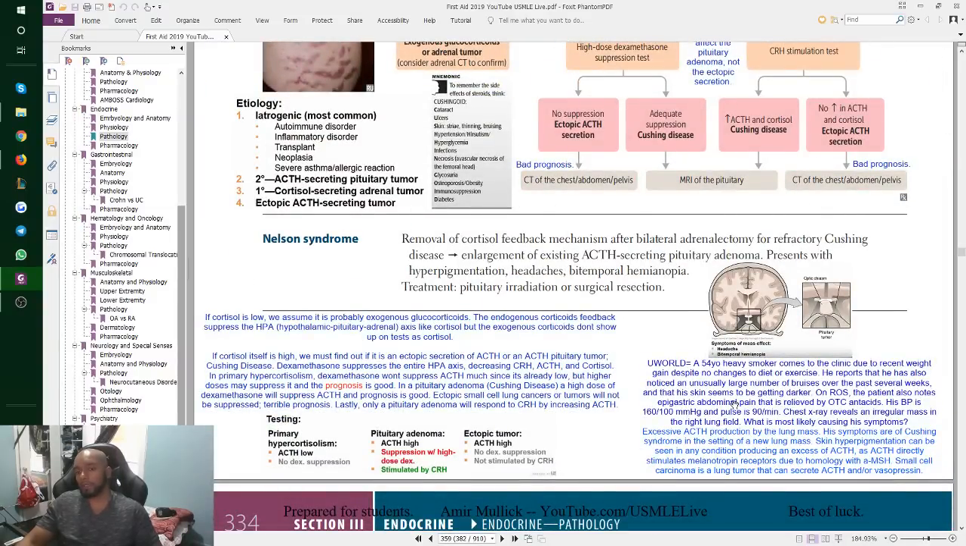He also has epigastric abdominal pain, which is relieved by over-the-counter antacids, and we're going to see that. So skin hyperpigmentation can be seen in any condition where you make excess ACTH, as ACTH directly stimulates melanocortin receptors because of the homology with alpha MSH, right? All the alpha stuff looks the same for all of them. They all have the same alpha receptor. Their beta part is the different part. Small cell carcinoma is a lung cancer that can secrete ACTH or ADH, right? Those are the two things that come from small cell lung cancer.